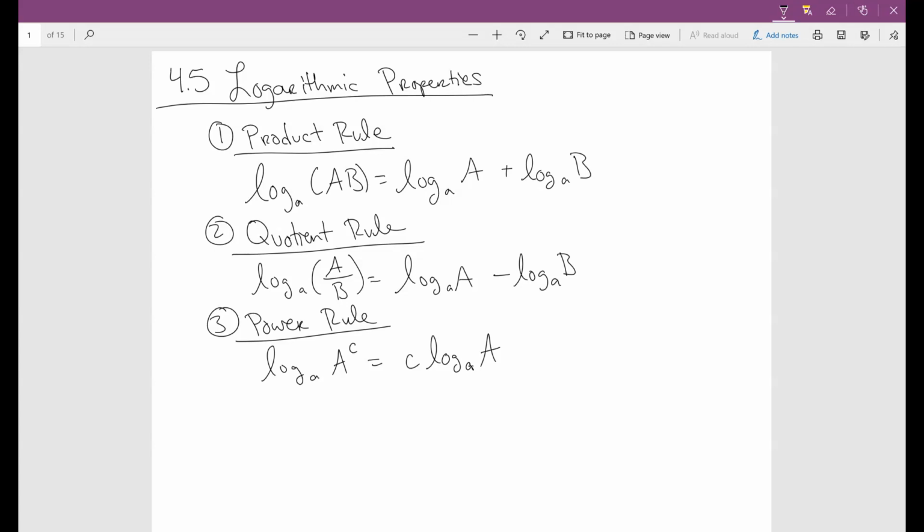This is 4.5, logarithmic properties. Some of you may have probably seen these properties in your algebra courses. Here we're going to expand a little bit on them. There are three different properties that you should know.